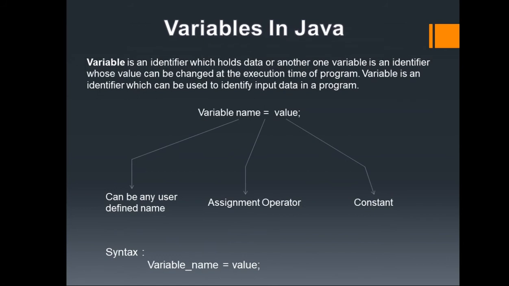Next one we have to discuss is variables in Java. A variable is an identifier whose value can be changed at the execution time of a program. A variable is an identifier which can be used to identify input data in a program. That is, variable name equals to value. Here the variable name can be any user defined name, the equals to sign is the assignment operator and the value is the constant. Here is the syntax given below. Variable name equals to value.